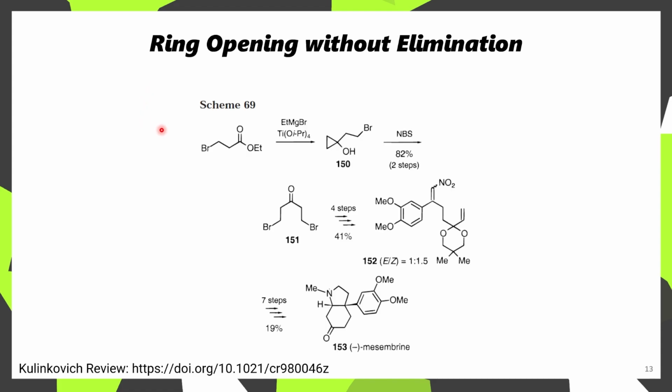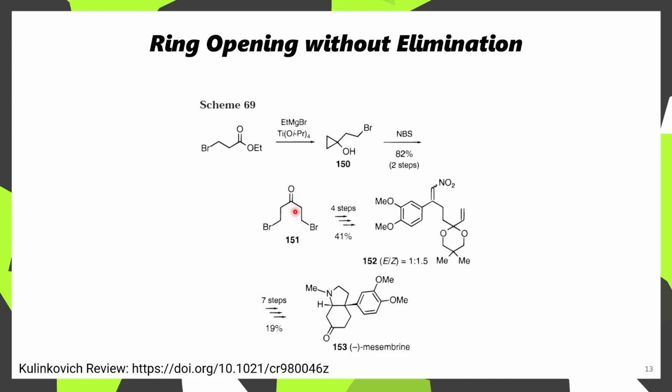Here's another example where this beta-bromoester was reacted with ethyl magnesium bromide and titanium isopropoxide, affording this bromine-containing cyclopropanol. So this methodology also tolerates aliphatic bromides. In this case, rather than affording the vinyl ketone as the product, instead NBS affords this dibromide 151. This was then pushed forward over several steps for the total synthesis of mesembrine, or mesembrine if you prefer.